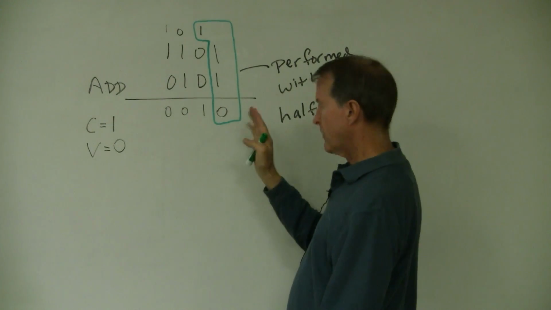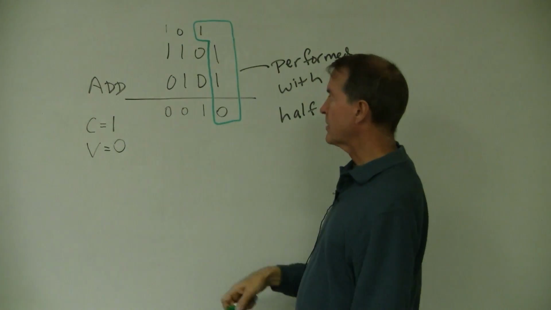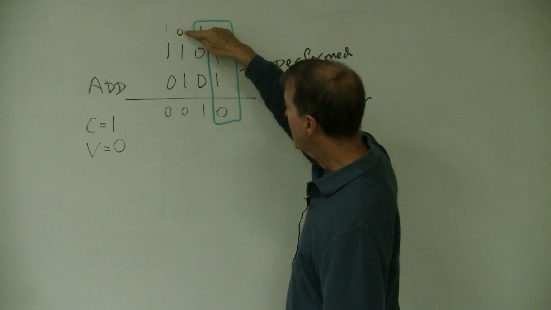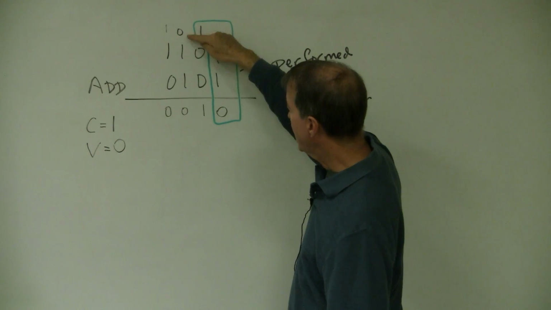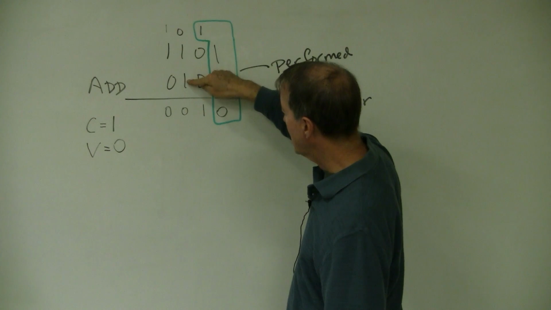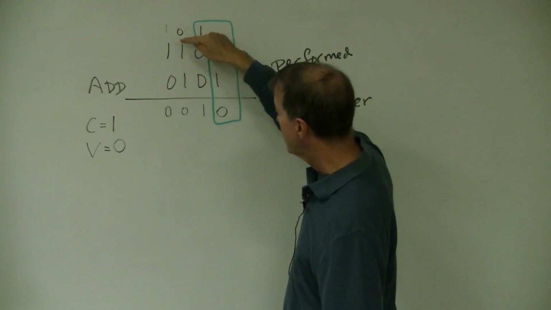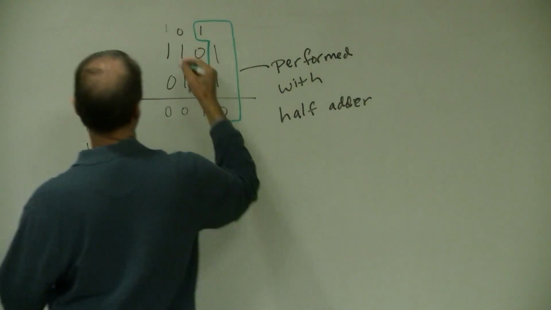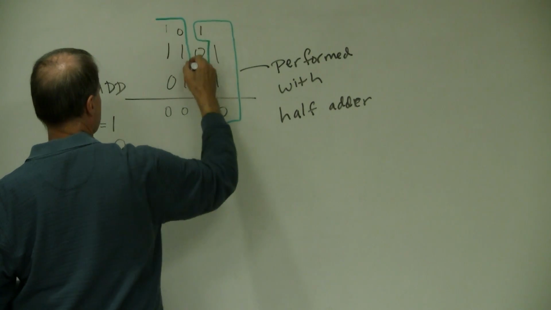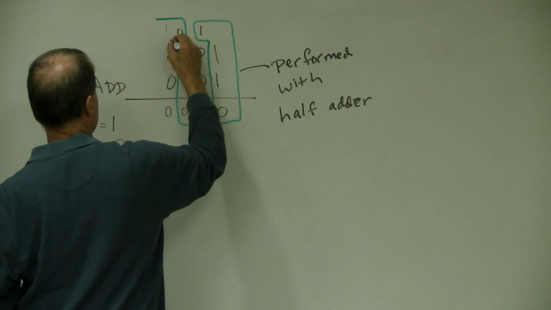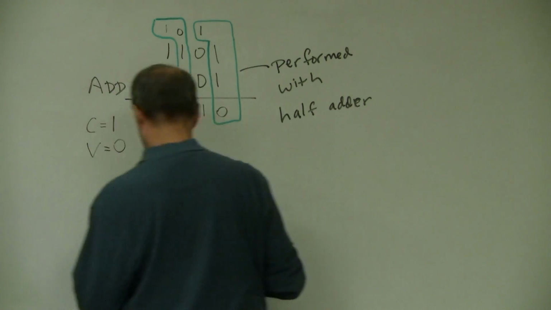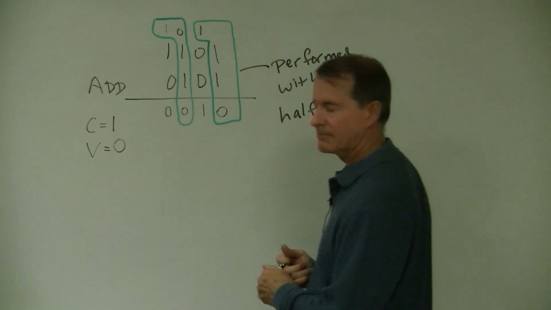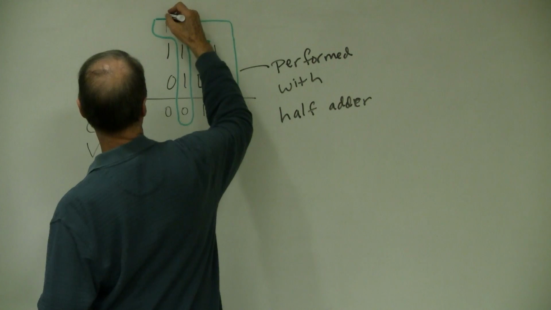But what do we have to do for the other remaining columns? In other words, what did we do here? We did 0 plus 1 plus 1, and we got 0, and we did what? A carry of 1. So this computation here is done with what we call a full adder. Okay, so this is performed with a full adder.